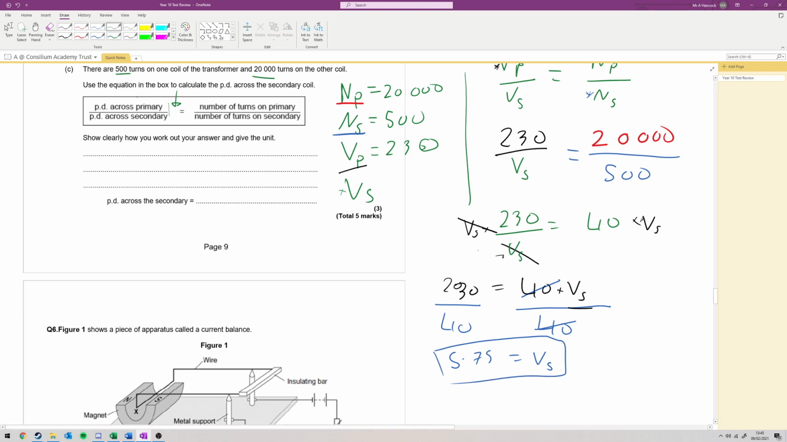That sounds reasonable. If you had a plug or an appliance for your phone, it would need to be low voltage, so you didn't hurt yourself, and also it doesn't take a lot of power. So the answer to this one, 5.75 volts. Give the unit. You see that? If you wrote voltage or volts, you got 1 mark. This is worth 2 marks.